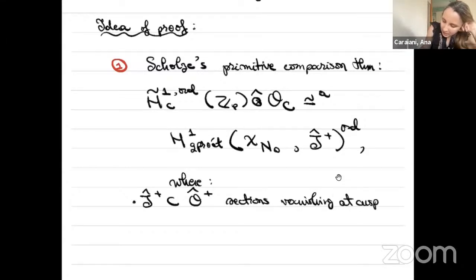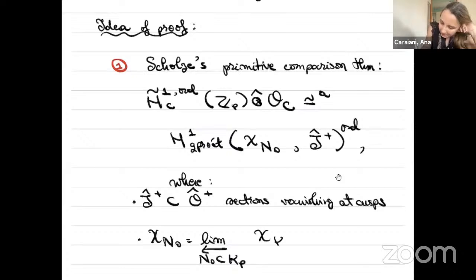And this X_{N0} is a diamond. So it's the inverse limit over all compact open subgroups inside G(Z_p) that contain N0 of X_K(p), base changed to this perfectoid field C and viewed as an adic space. And so the inverse limit of these adic spaces is at least a diamond.